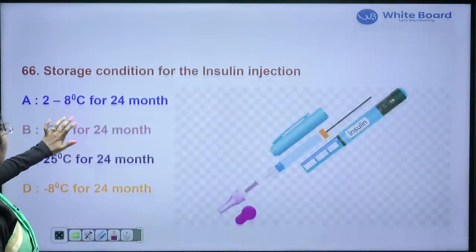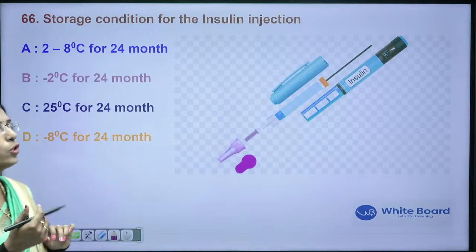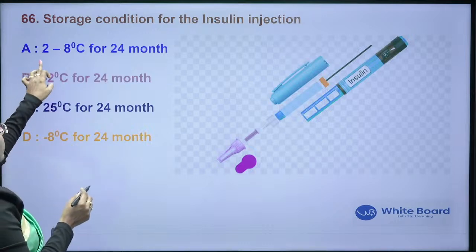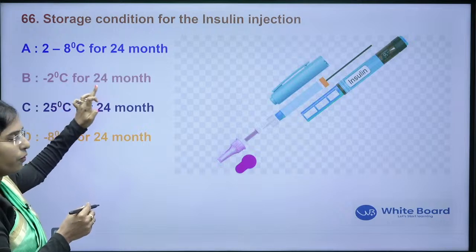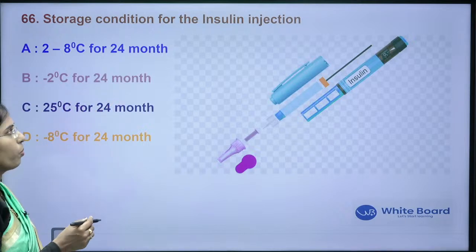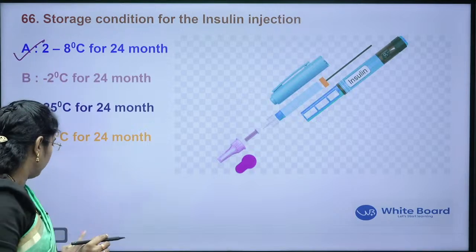Coming to the next question, 66. The storage condition for insulin injection. What is the storage condition for insulin injection? The first one is 2 to 8 degrees for 24 months, minus 2 degrees for 24 months, 25 degrees for 24 months, minus 8 for 24 months. So the correct option is 2 to 8 degrees for 24 months.